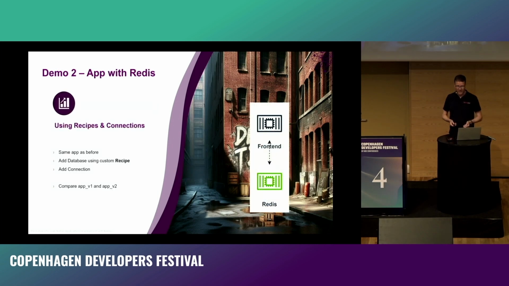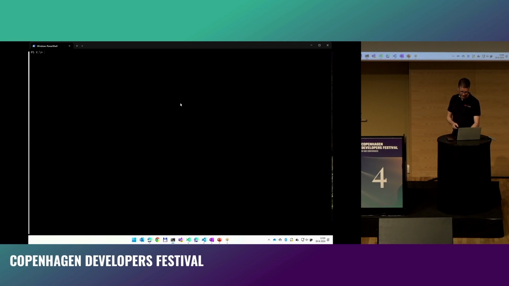All right, so let's add a state store to our single front end and then see how that works using Radius recipes. That would be script number 2.